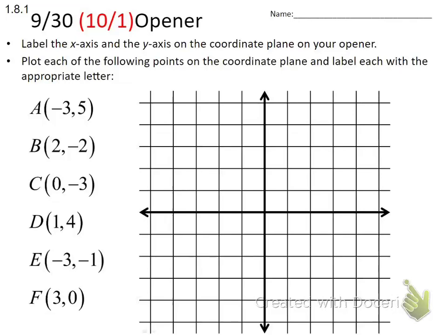Okay, so we have a coordinate plane. A coordinate plane is basically where you have the 4 quadrants, and it's flat, it's not 3D. The directions say plot each of the following points on the coordinate plane and label each with the appropriate letter. So when I say you're going to plot the following points, what are these 2 numbers called, Josh?